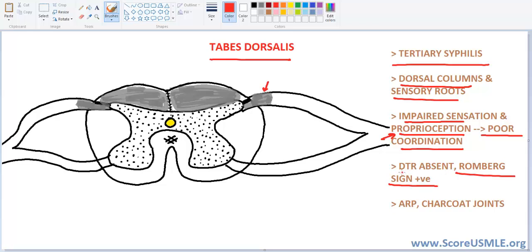Now, also, the deep tendon reflexes are absent. As you can see, for a deep tendon reflex, the first prerequisite is that the tendon stretch reflex should reach the spinal cord, which will not reach in this disease because there is involvement of dorsal sensory roots of the spinal nerve, and hence the DTRs are absent. Also, some other features of tabes dorsalis are Argyll Robertson pupil and Charcot's joints.